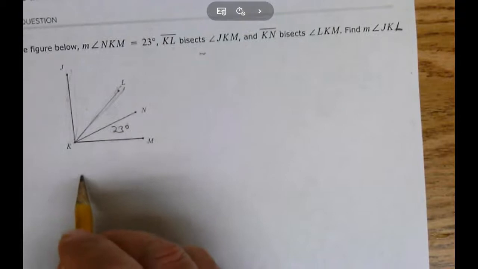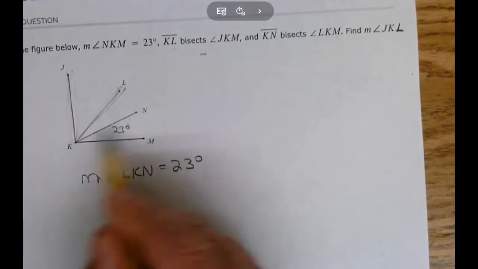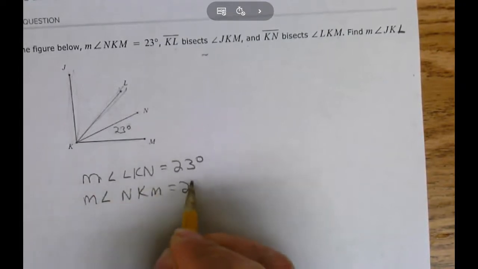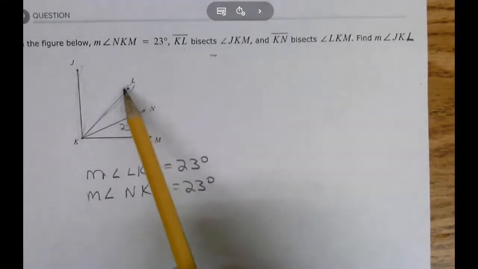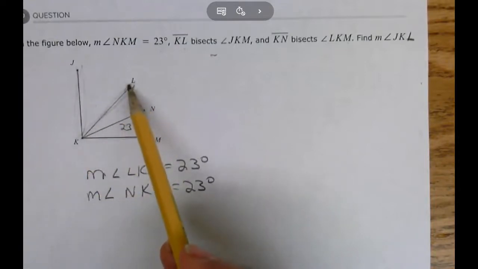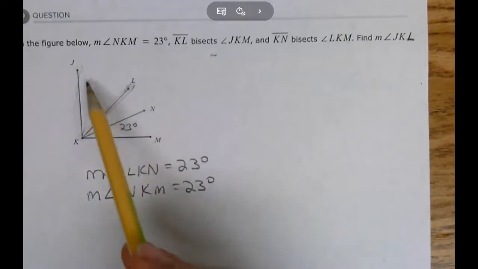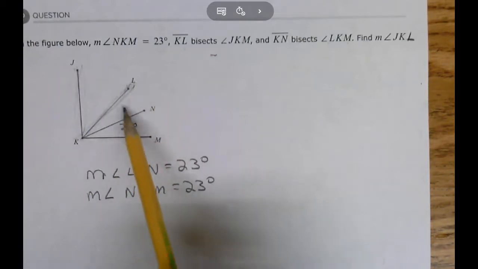So let's just put these down. So the measure of angle LKN is equal to 23 degrees because that's a bisector. And the measure of angle NKM is equal to 23 degrees. Okay? But also it tells us that this line right here is an angle bisector. So that means that it cuts this half LKM into half and makes it equal to JKL. Okay? And we also know that these are also 23.